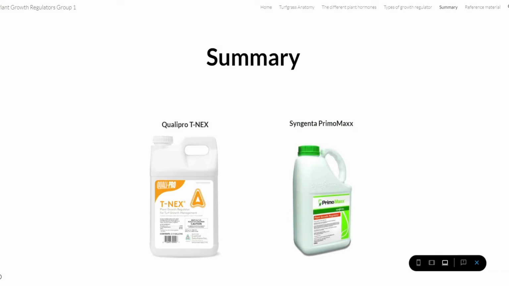Different types of plant growth regulators include Qualipro T-Nex and Syngenta Primo Max. They are approved for use in Canada and are both Type 2 PGRs. They are microemulsion concentrates that help to reduce the growth of cool and warm season grasses while helping to improve their quality and stress tolerance. They both contain a chemical compound called trinexapac-ethyl as their active ingredient. Type 1 PGRs inhibit cell division and cell elongation, while Type 2 PGRs inhibit cell elongation.